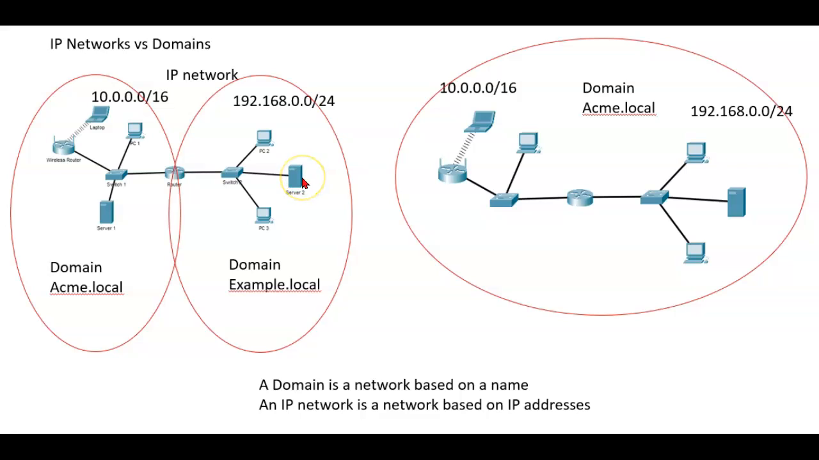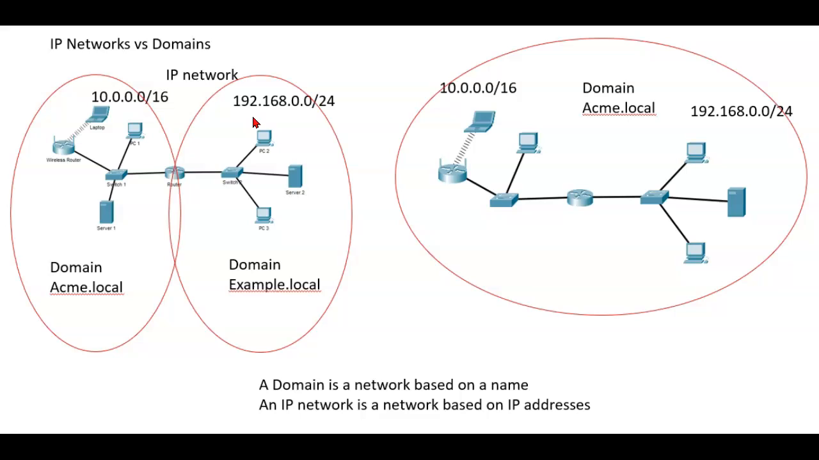In this case, I've got a server down here in this IP domain or IP network, and a server up here in this IP network, and I have made these both domain controllers, and I have labeled these. This one is acme.local, and this one is example.local. So domains are networks that are chopped up or separated, segregated by a namespace. So acme.local over here, example.local over here.